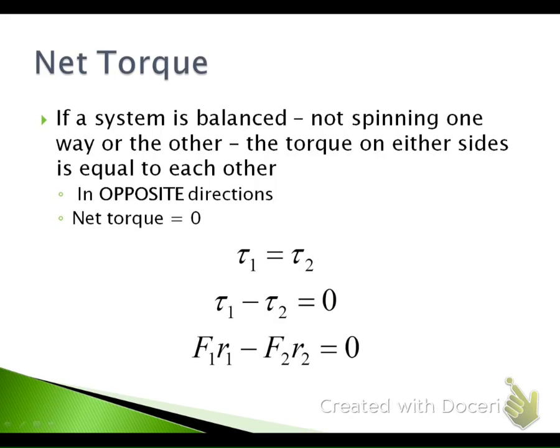Here's what this would look like. If we have a balanced system, something's at rest, it's not spinning or sliding one way or the other, we have balanced net torque. So torque on one side is equal to torque on the other side. So T1 equals T2. If you arrange that to show that net torque equals 0, it would be T1 minus T2. If you plug in force times radius, and it would be sine theta if you need to, but most of these net torque equations are just with no angles. We're just looking at a system here. So force times radius of the first minus force times radius of the second would give us a 0 net torque.